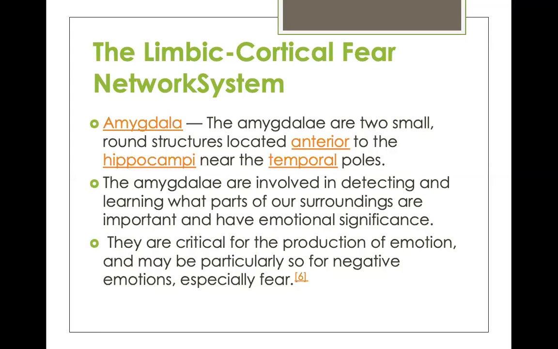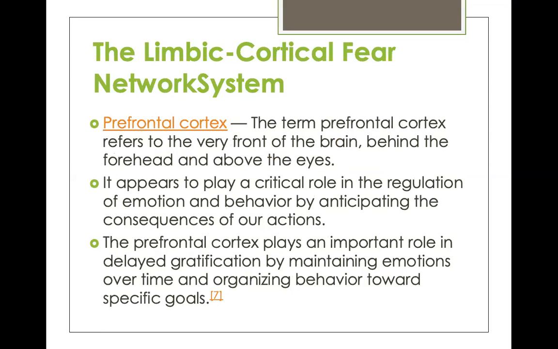So the amygdala, which means almond, there are two small almond-shaped structures located in front of the hippocampus near the temporal poles. And they're involved in figuring out what's important and what's of significance in our environment. They're critical for negative emotions, especially fear, because it turns out that it's more important to recognize danger than it is to recognize safety for survival.